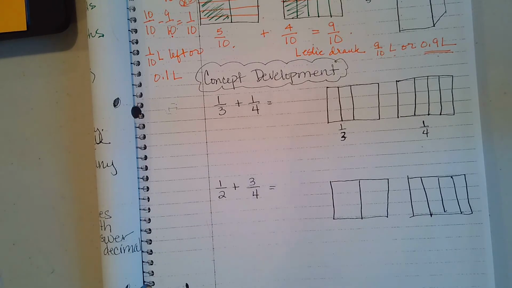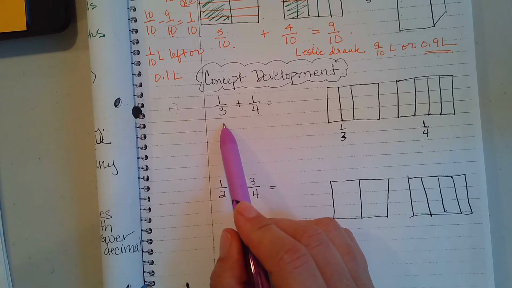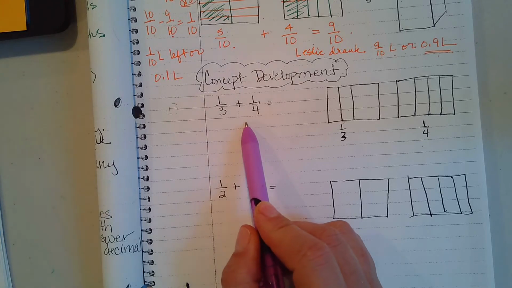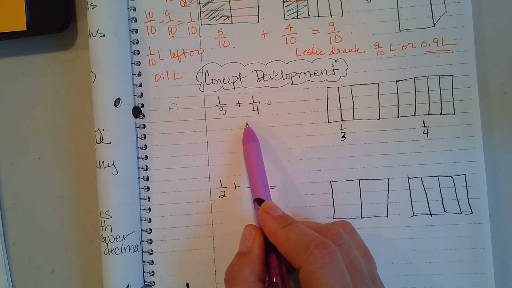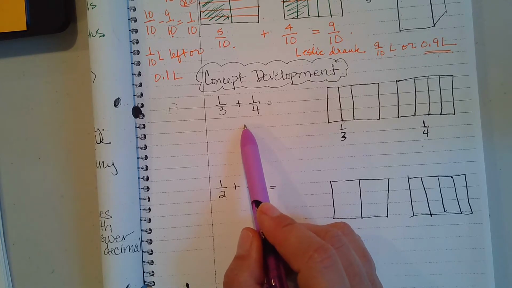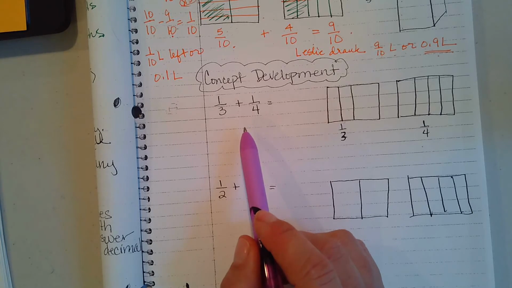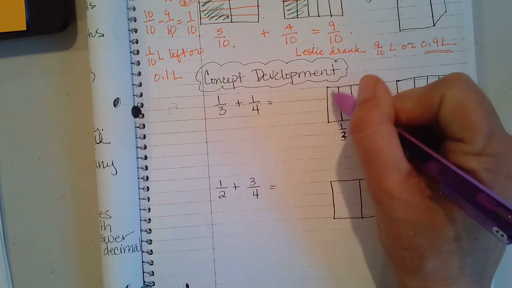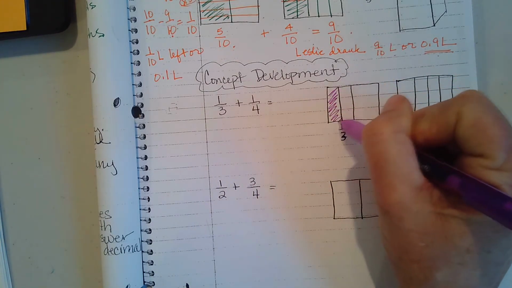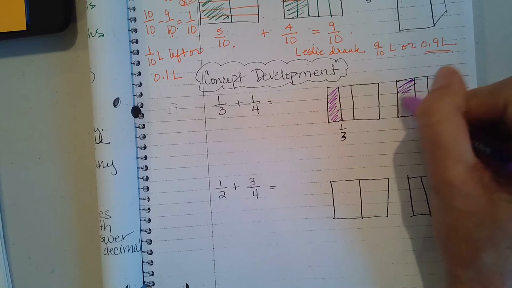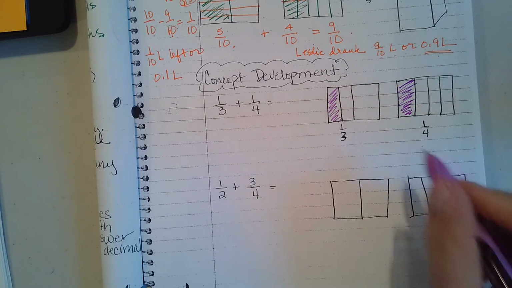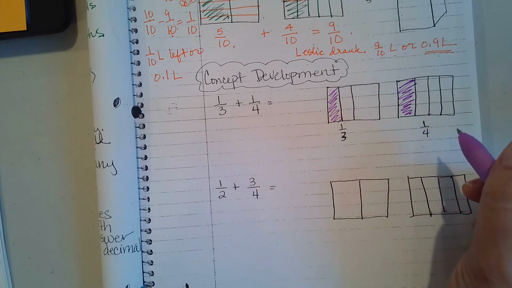All right, so let's look at this first problem. When you see this problem, can you estimate the answer? Think about that for a minute. Will your answer be more or less than 1? If you had 1/3 and 1/4, and you put them together, would you end up with more than 1?